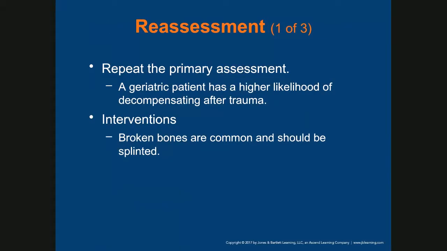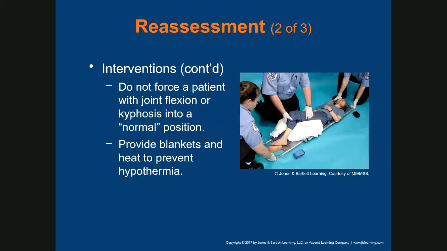All right, now reassessment. Repeat the primary assessment. A geriatric patient has a higher likelihood of decompensating after trauma. Interventions, broken bones are common and should be splinted. All right, now interventions. Do not force a patient with a joint flexion or kyphosis into a normal position. And kyphosis is when they have that abnormal curve in the back, right? Provide blankets and heat to prevent hypothermia.